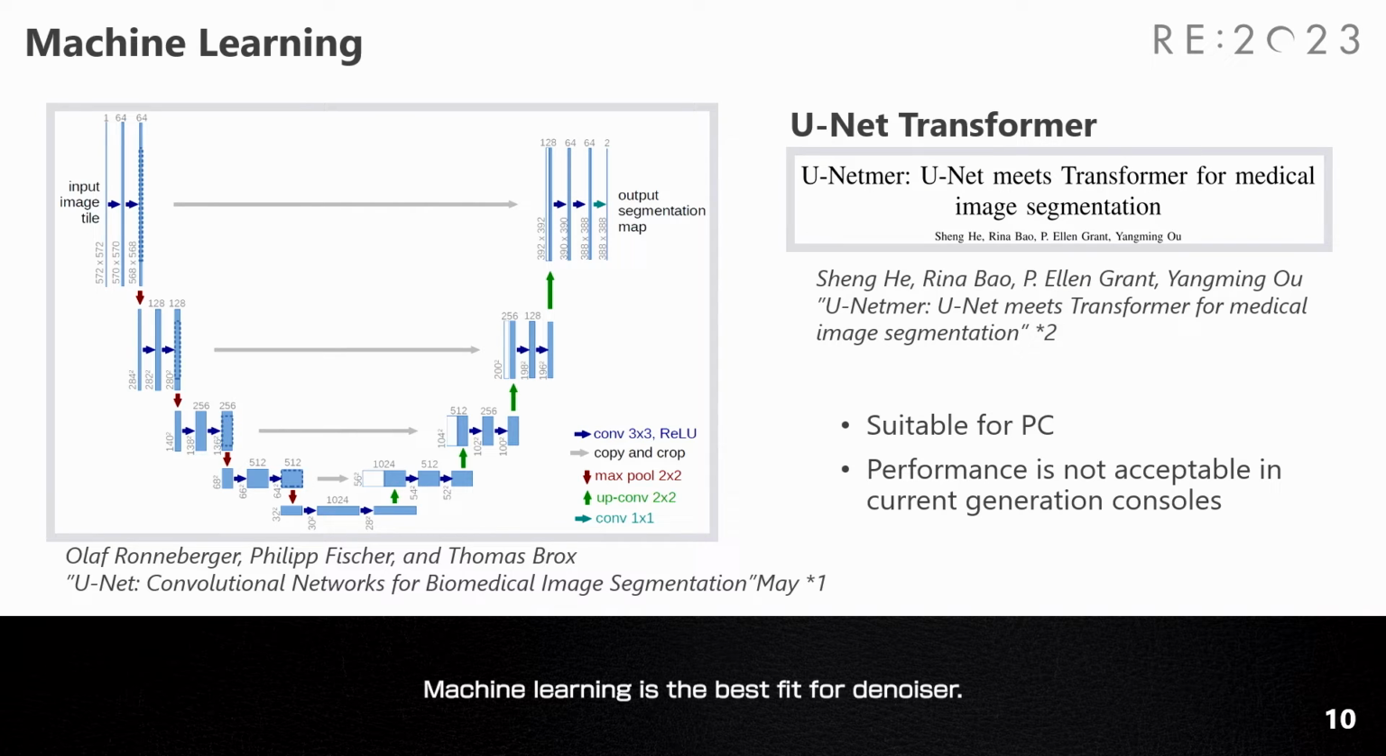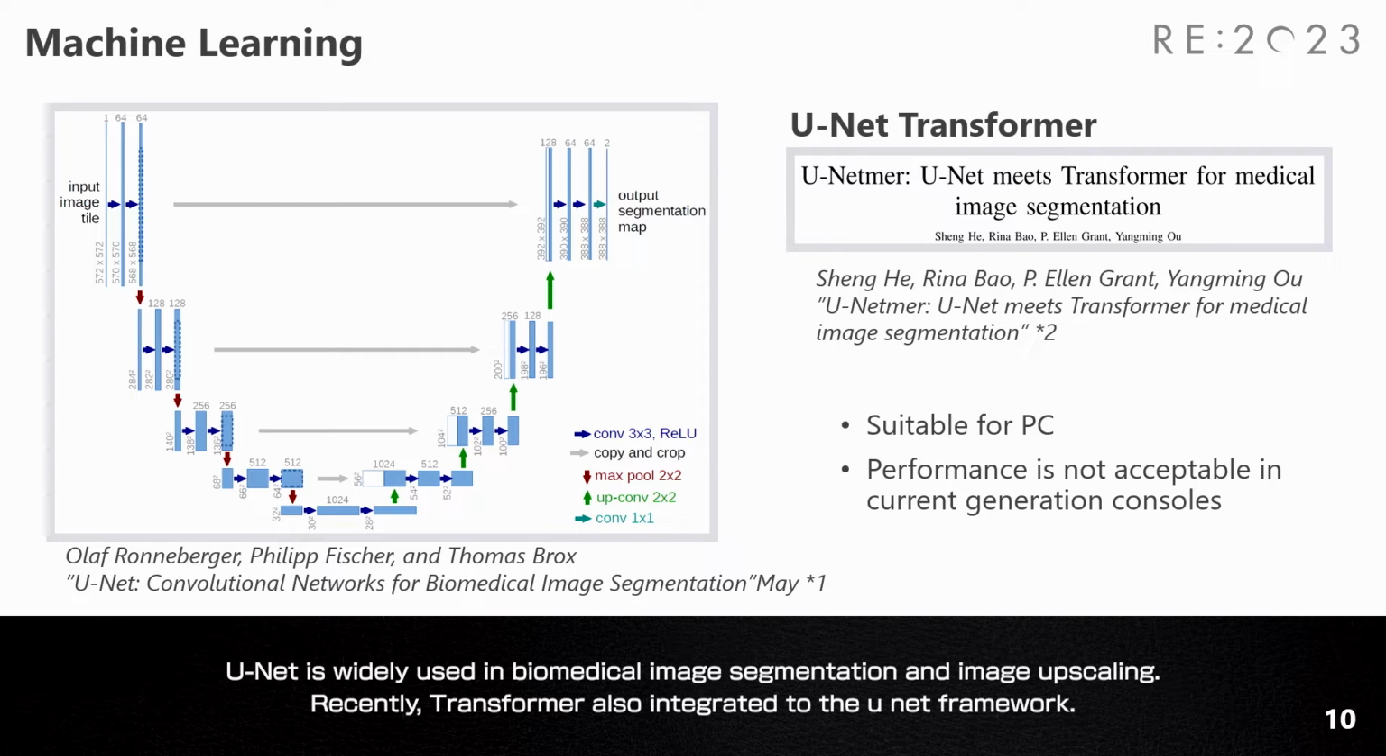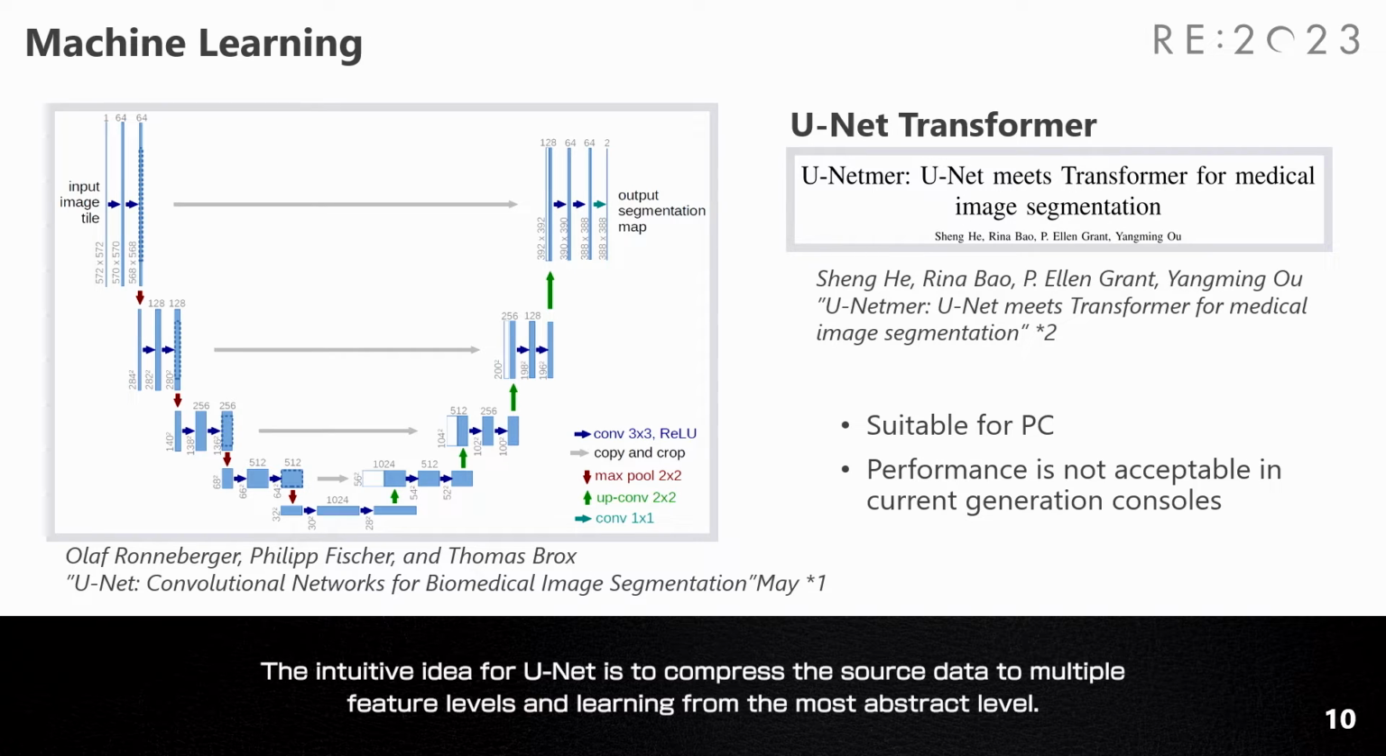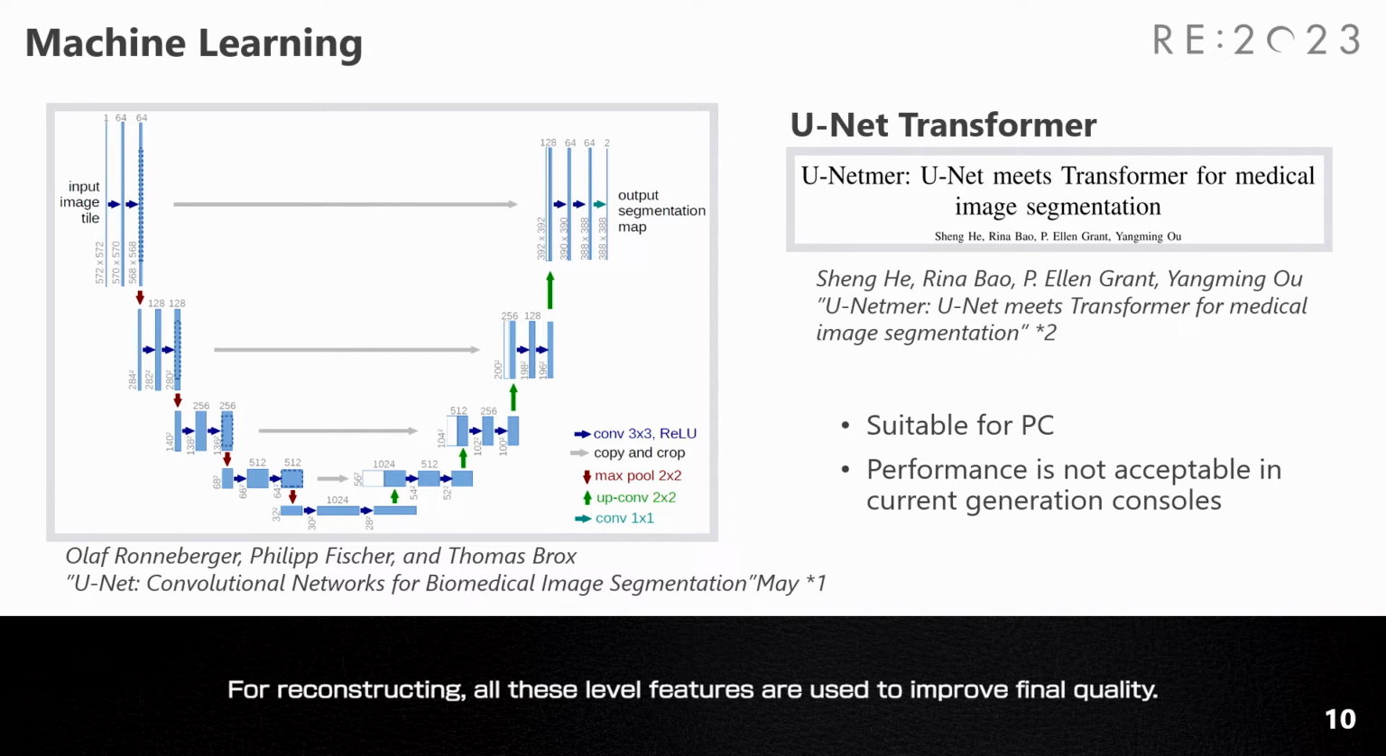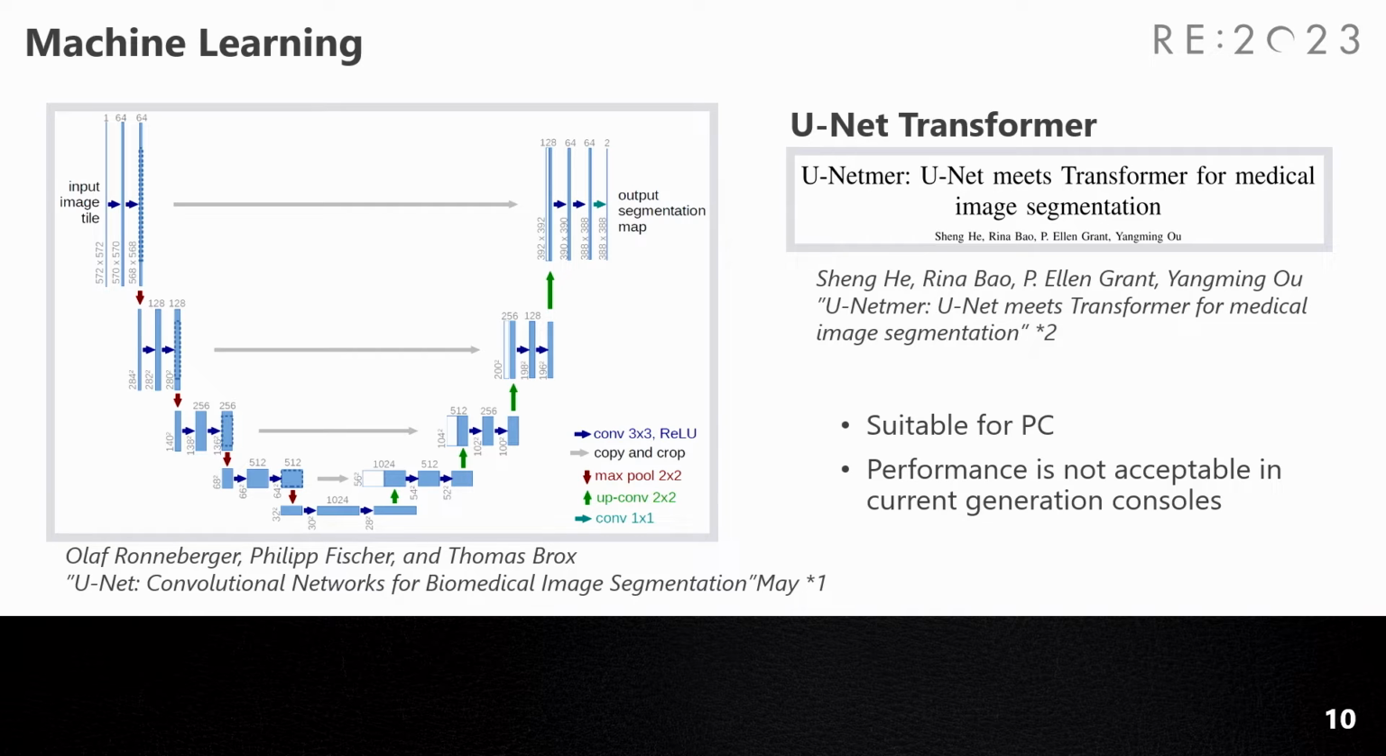Machine learning is the best fit for denoiser. UNet is widely used in biomedical image segmentation and image upscaling. Recently, Transformer was also integrated into the UNet framework. The intuitive idea for UNet is to compress the source data to multiple feature levels and learn from the most abstract level. For reconstructing, all these level features are used to improve final quality.